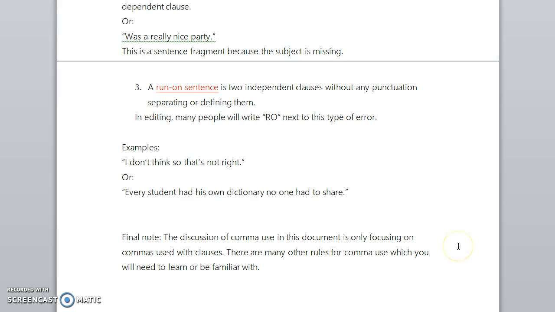As a final note, this discussion of comma use in this document is only focusing on commas used with clauses. There are many other rules for comma use which you will need to learn or be familiar with.